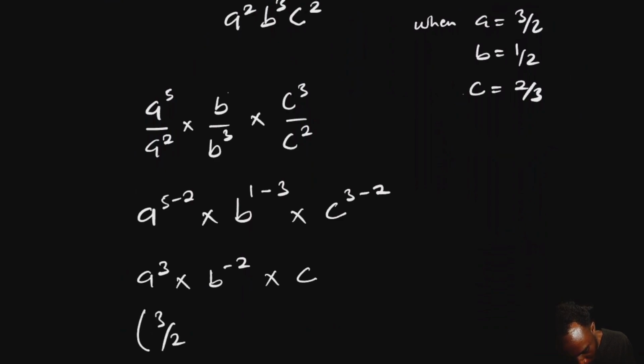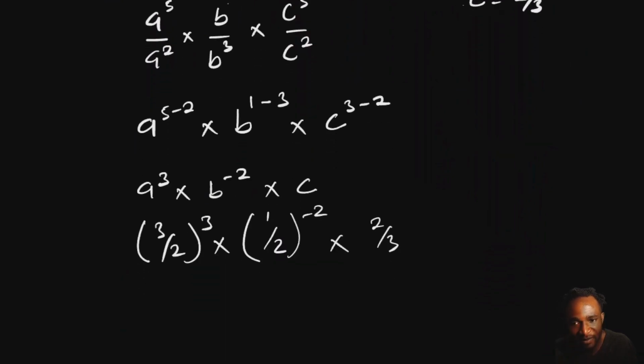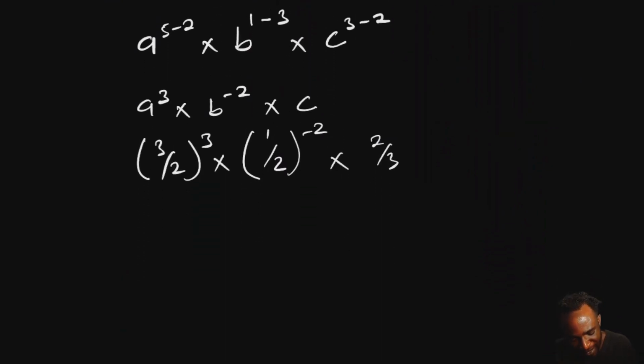So 3 over 2 raised to the power 3 times, what's b? B is 1 over 2. So we're going to write 1 over 2 raised to the power minus 2 times c. C is 2 over 3, so we're going to keep it like that. And then we are solving further. We can expand this using the bracket rule or the power of power rule. You got it right. Using the power of power rule, we are going to now open this bracket.